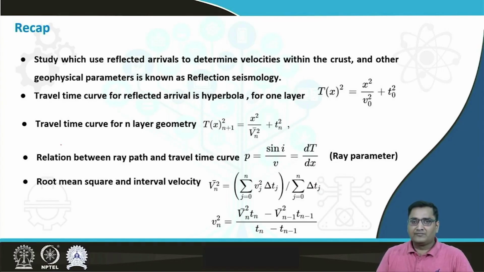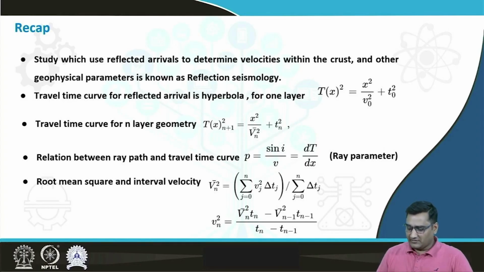The travel time curve for n layer geometry can be seen as t x squared n plus 1, that means the travel time from the top of the n plus 1th layer is equal to x squared by V bar n squared plus t n squared. The relation between ray path and travel time curve can be written as p is equal to sin i by v is equal to dt by dx. That basically gives you the ray parameter, which means the ray parameter can be found by taking the slope of the travel time curve.